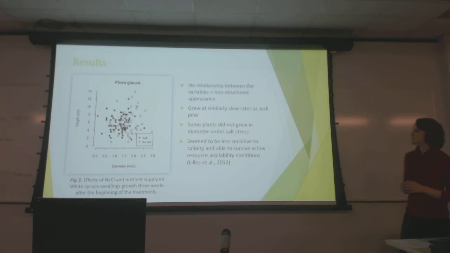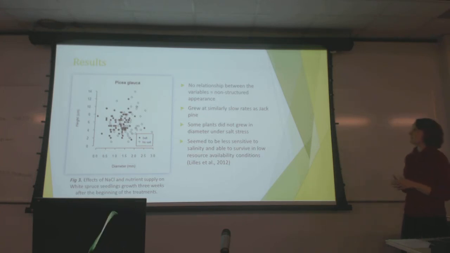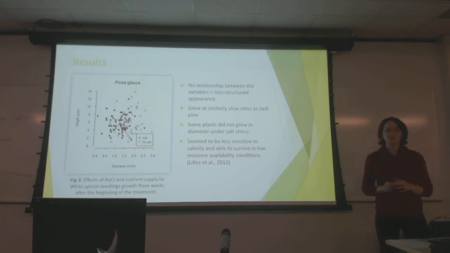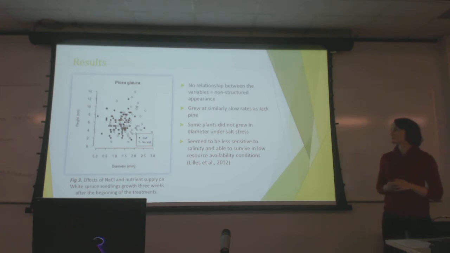For white spruce, there was no relationship between the variables. The graph is not structured, and it grew similarly in slow rates as jack pine. But some plants didn't grow in diameter under salt stress. You can see this clearly in the graph. It seems to be less sensitive to salinity too, surviving conditions of low resource availability.